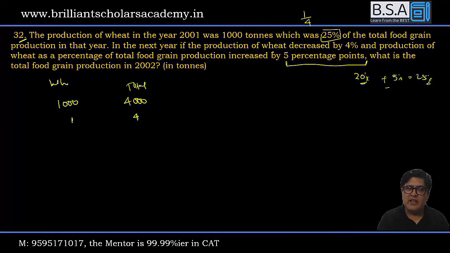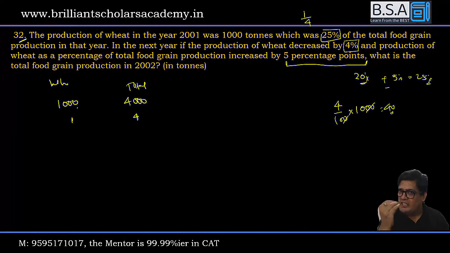Next year, the wheat production decreased by 4%. What is 4% of this? 40. 40 ton कम हो गया. Next year, the wheat production is 960 tons.